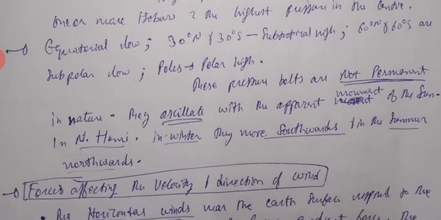These pressure belts are not permanent in nature. They oscillate with the apparent movement of the sun. In the northern hemisphere, in winter they move southwards, and in the summer they move northwards.